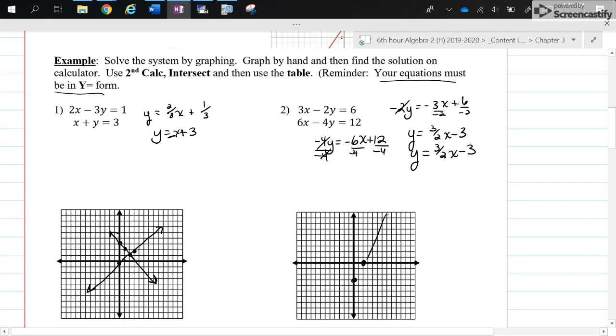And if I were to graph the second equation, then I would be graphing exactly the same line. So in this case, we say that the lines are coinciding, which means they're the same line. And so we say that they intersect infinitely many times.